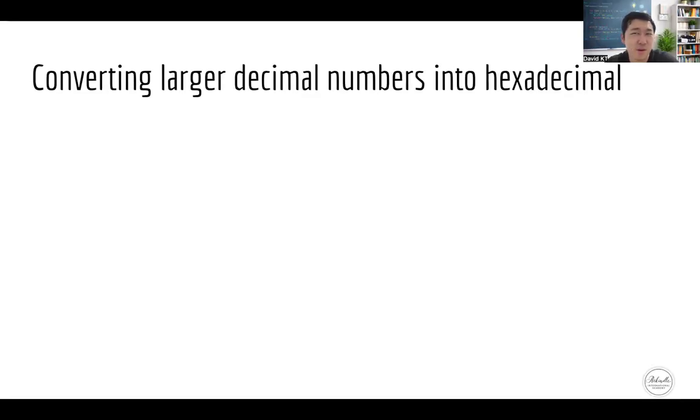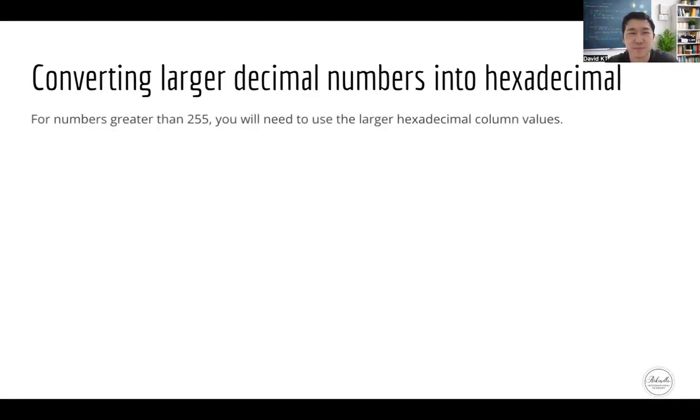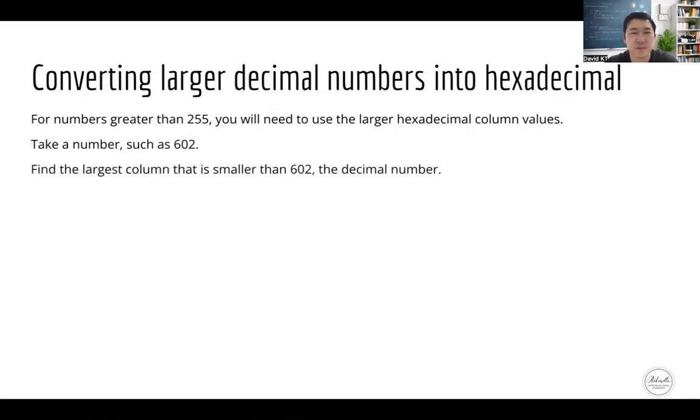Again, not that easy, but I recommend having a calculator with you. So if you have numbers greater than 255, you'll need to use the larger hexadecimal column values. So take a number such as 602. Find the largest column that is smaller than 602, the decimal number. So in this case, it's 256.